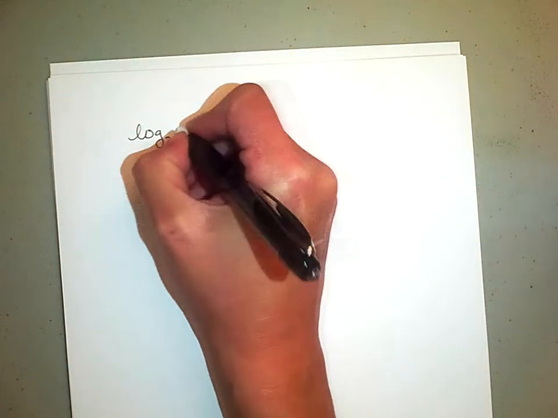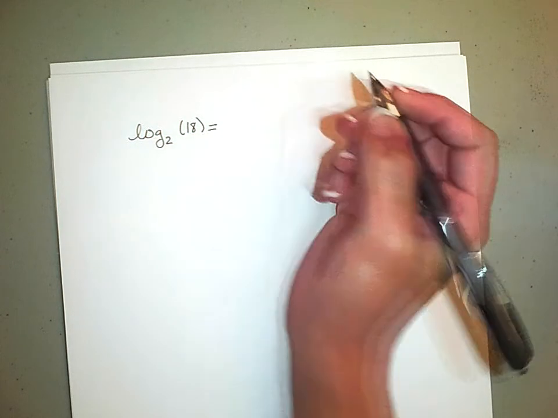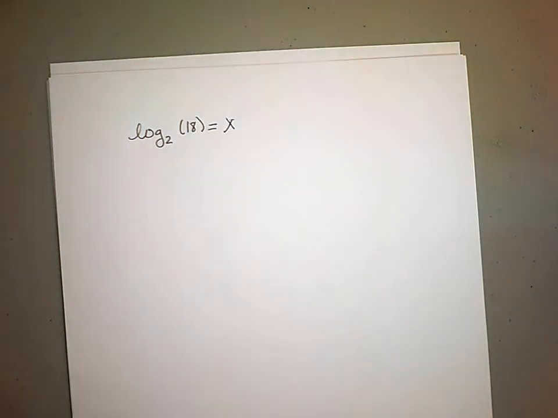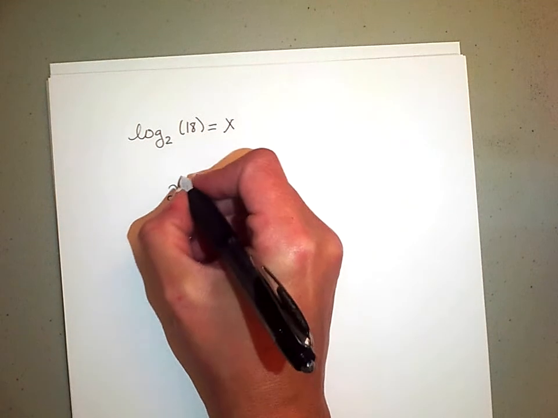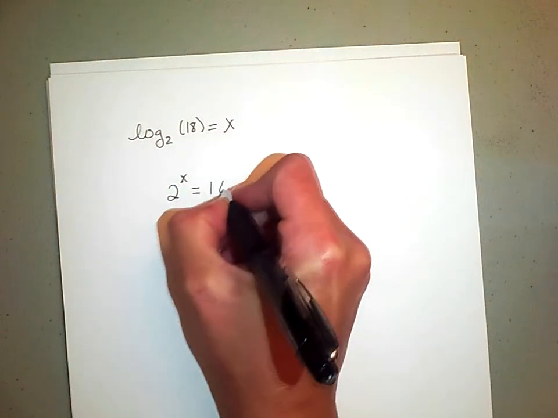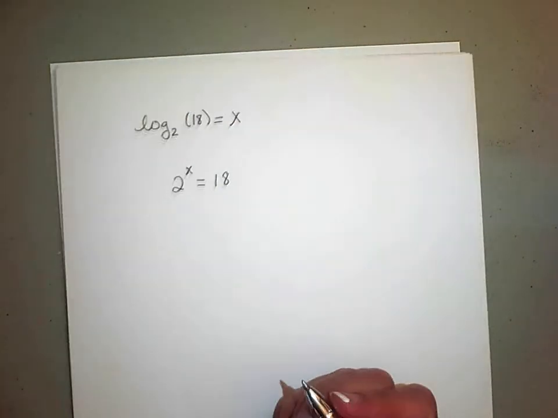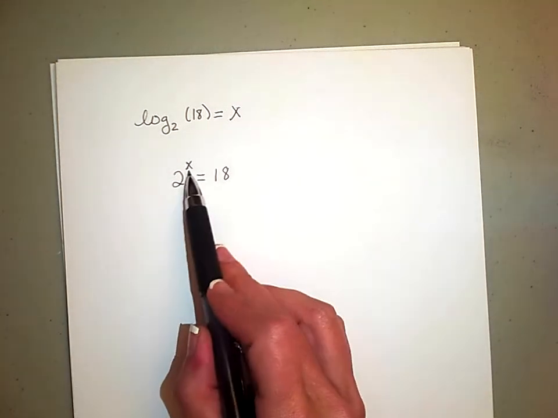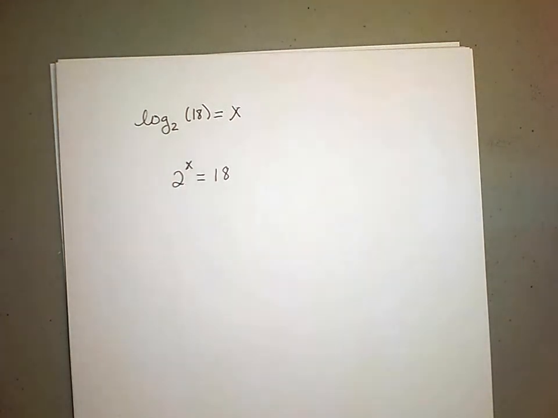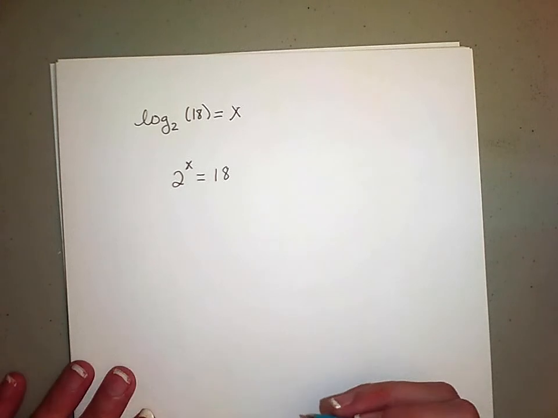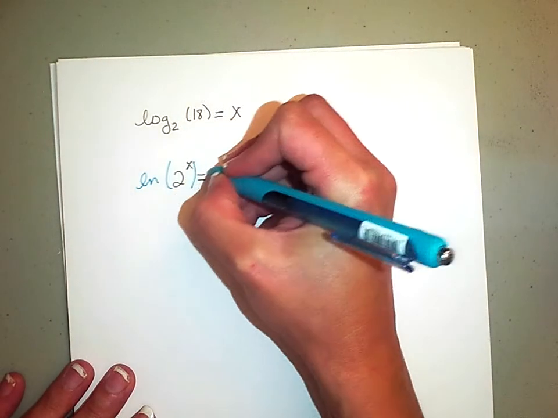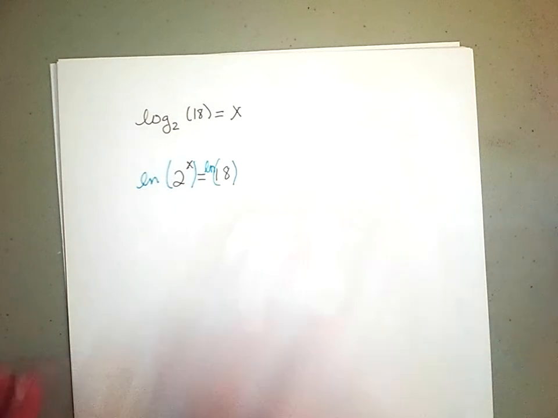So the log base 2 of 18 is equal to some unknown quantity. We'll call it x. If I was to write this exponentially, I'd be wondering 2 to what power is equal to 18. Now, the variable here is in the exponent. If I want to get a variable out of the exponent, I need to take a logarithm. Let's say, for example, the natural log. So I can take the natural log of both sides.